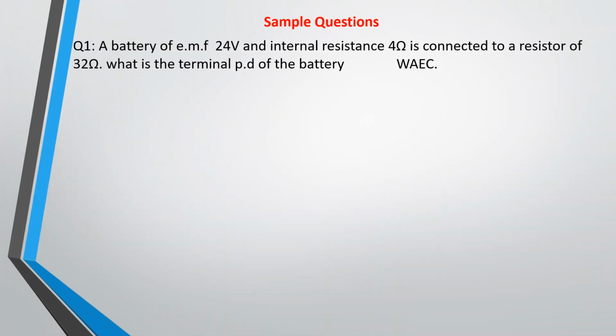Alright, so this is a sample question that we need to solve. It's question number 1. It says that a battery of E.m.f 24 volt and internal resistance 4 ohm is connected to a resistor of 32 ohm. What is the terminal PD of the battery? This is actually an objective question, but assuming it's a theory question, it is always advisable that you should be able to draw the setup. Is that okay? It's always advisable that you draw the setup.